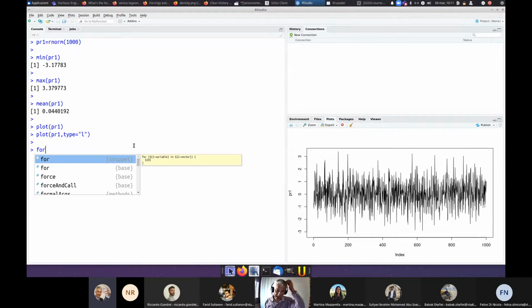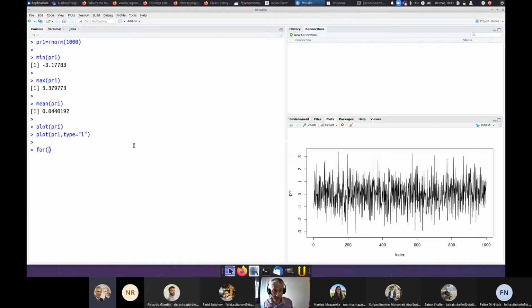You see that when I indeed type for, the help of R Studio gives me some suggestions, and the first one is precisely for. Okay, now for is a function. Let's give the argument. And first of all, I need to put a counter because I have to tell the program how many times the cycle is to be repeated. I define a counter to specify how many times I want the for cycle to be repeated.